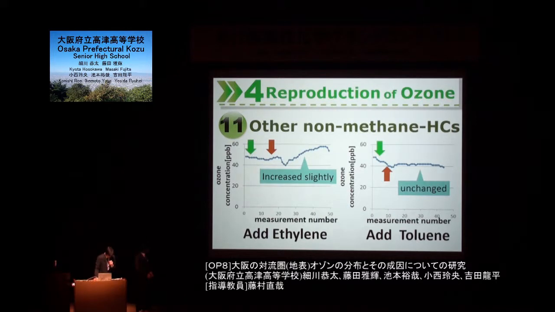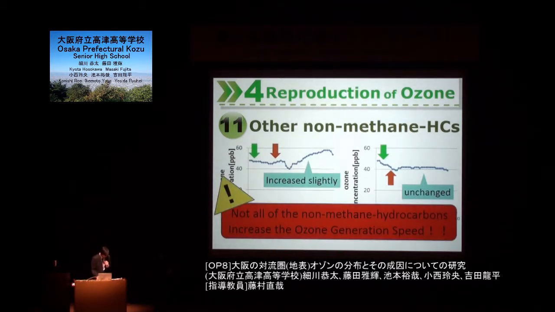As an extra experiment, we tried other non-methane hydrocarbons. When using ethylene, ozone concentration increased slightly. Also, in the case of toluene, ozone concentration remained unchanged. From these results, we found that not all non-methane hydrocarbons have the effect of increasing ozone generation speed.